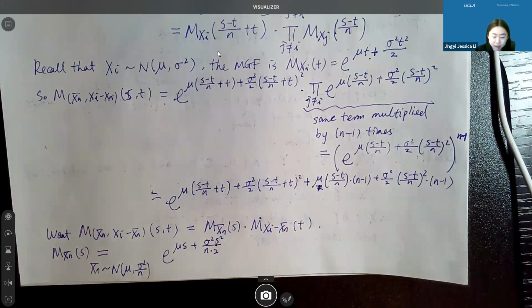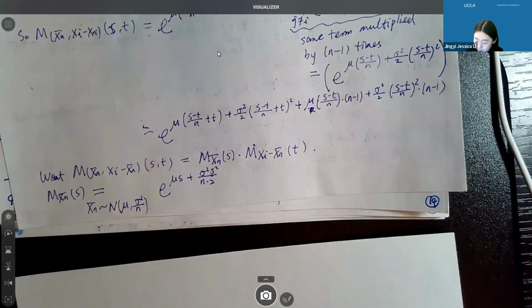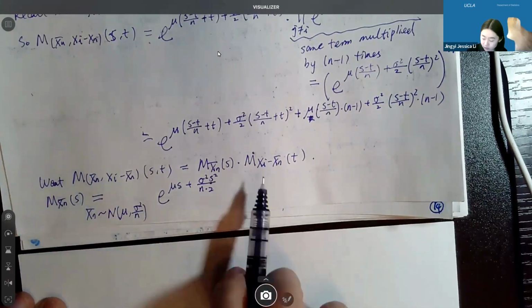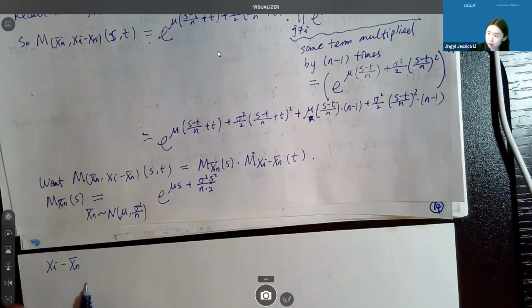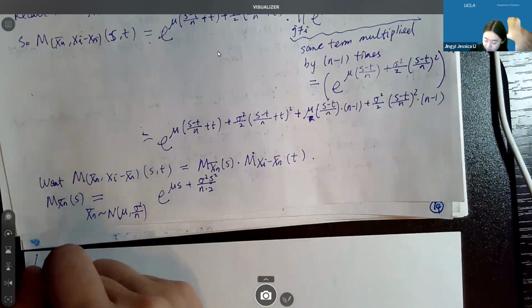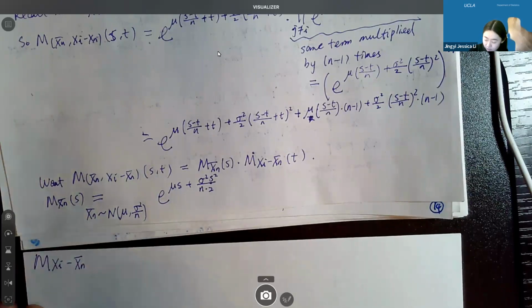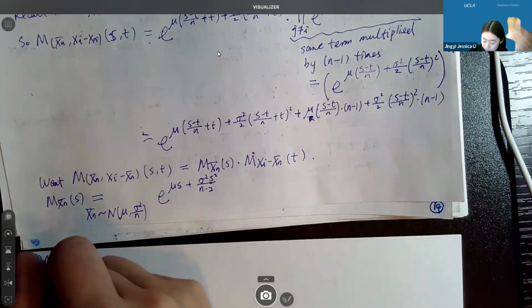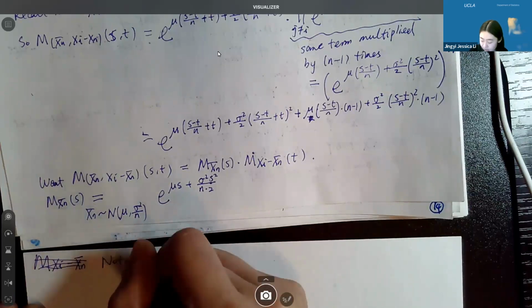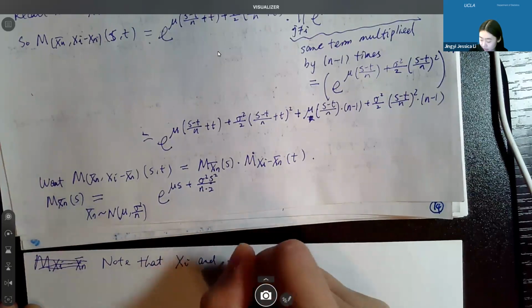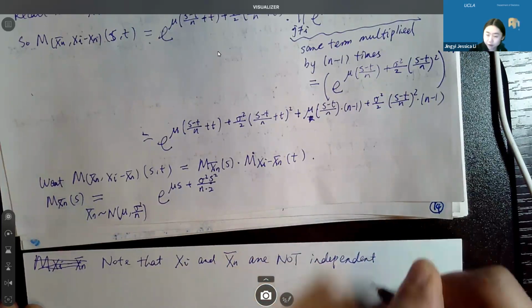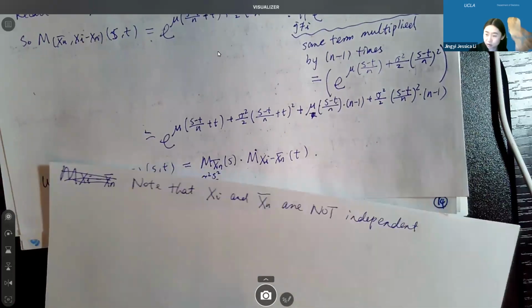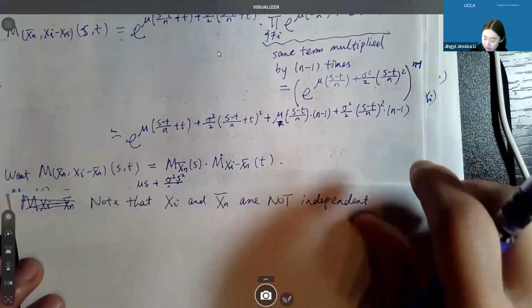Okay, how about the MGF of Xi minus X̄n? That's a little complicated. So for that, we should write down what this is. Xi minus X̄n. Please note that Xi and X̄n are not independent, so in this case you cannot simply write it based on any independence. I should say this first: Xi and X̄n are not independent. The reason is that X̄n involves Xi. So whenever you change Xi, X̄n will change accordingly, right? So they're not independent. But you can still derive its distribution.